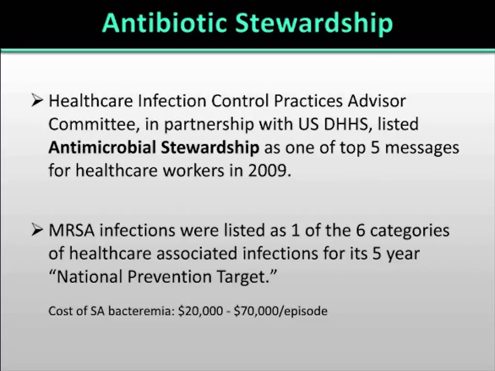MRSA infections were listed as one of the 6 categories of healthcare-associated infection for the Healthcare Infection Control Practices Advisory Committee's 5-year national prevention target. The cost of Staph aureus bacteremia is $20,000 to $70,000 an episode. If we can reduce this, we can reduce costs and get better patient outcomes.